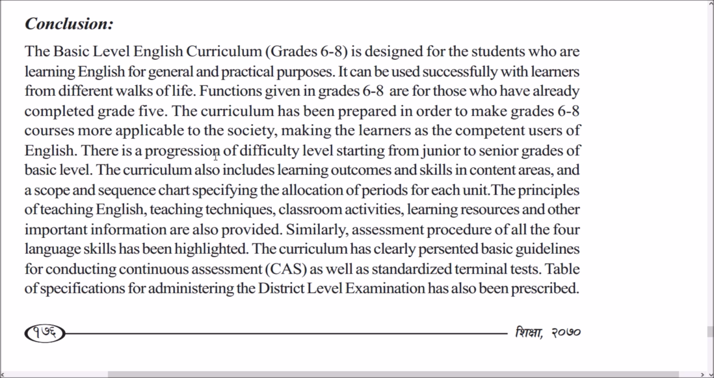There is a progression of difficulty levels starting from junior to senior grades, the basic level. The curriculum also includes learning outcomes and skills and content areas, and the scope and sequence are specifying the allocation of periods for each unit. The principles of teaching English, teaching techniques, classroom activities, learning resources, and other important information are also provided. Similarly, assessment procedure of all the four language skills have been highlighted.